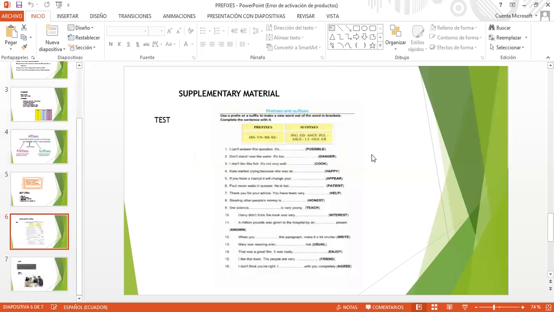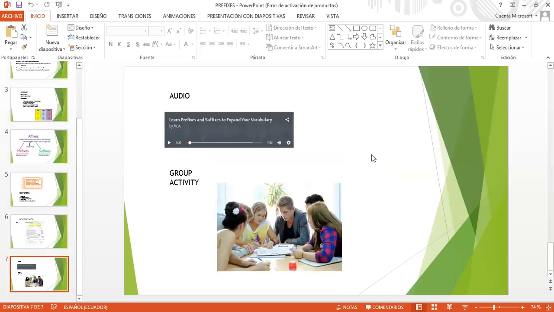Here we have the supplementary material: the test, the audio about prefixes and suffixes, the group activity, and I think that's all for this class plan.